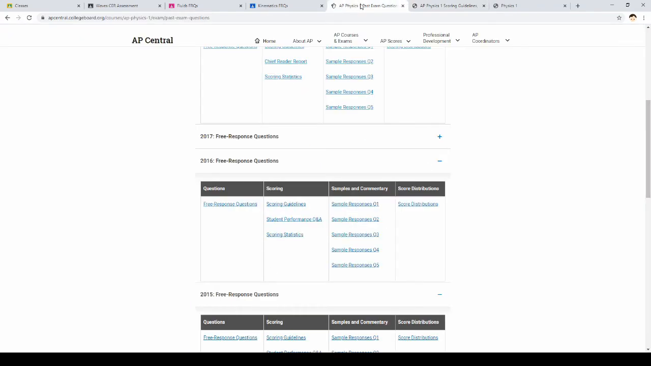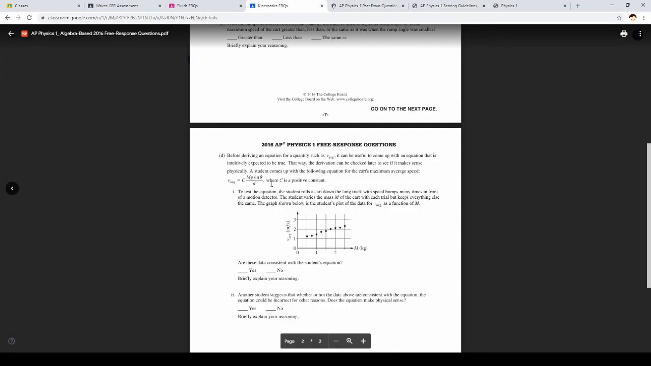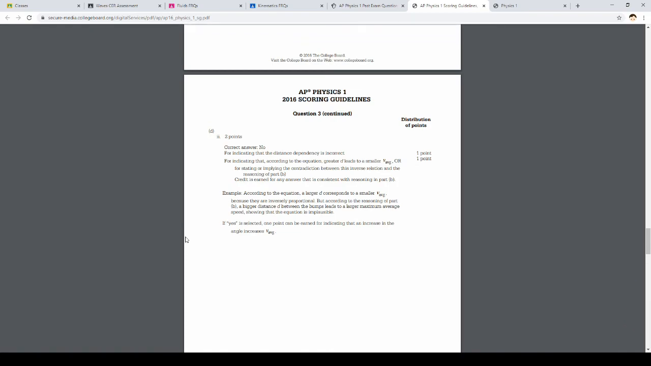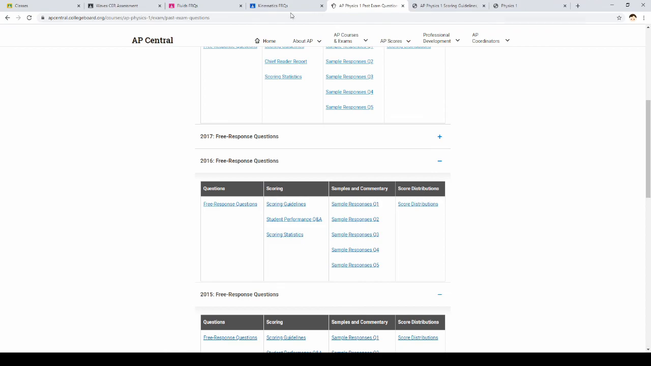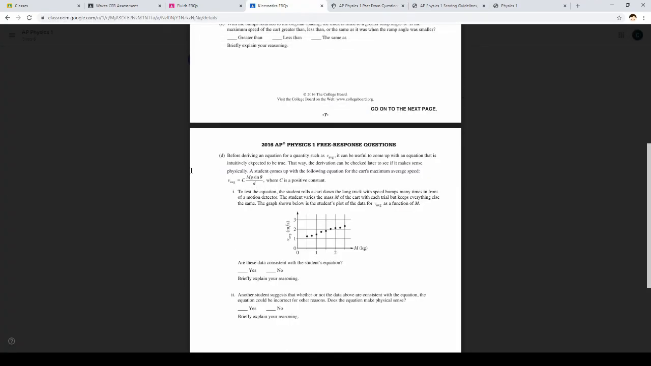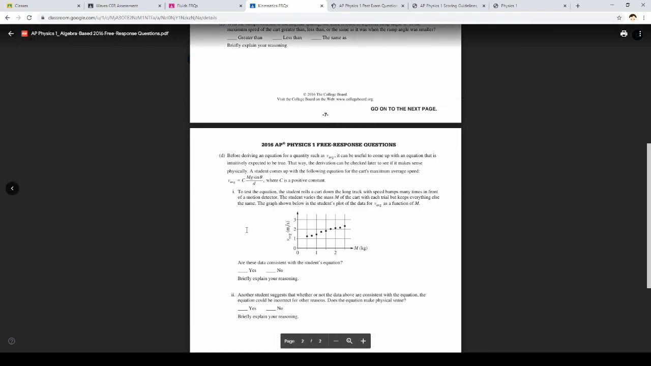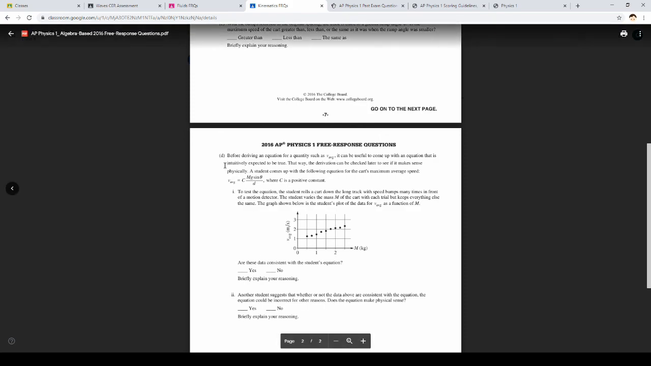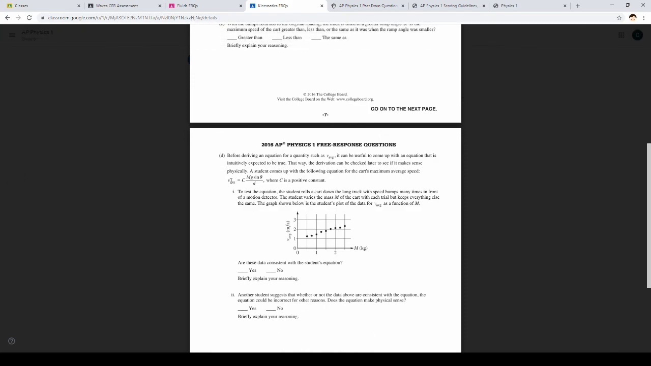Then the second part, we need to determine if this equation is physically reasonable. So correct answer no for indicating that the distance dependency is incorrect. For indicating that according to the equation, the greater d leads to a smaller v. So because the distance is in the denominator, the separation between the bumps is in the denominator, that completely invalidates the student's hypothetical equation. Now you'll notice it never asked you to derive an equation, it just gave you an equation and asked you to analyze it.